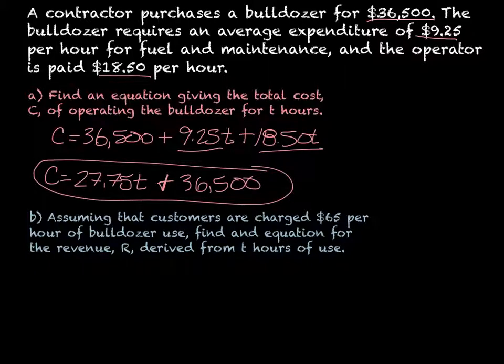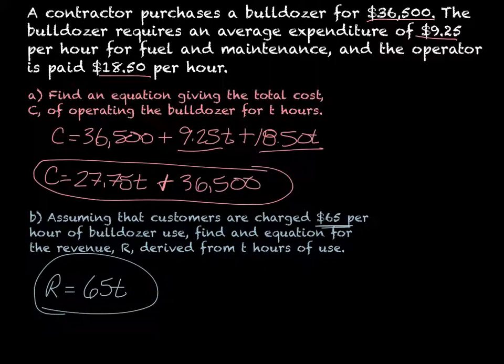The next one, assuming that customers are charged $65 per hour of bulldozer use, find an equation for the revenue R that is derived from the hours of use. So the revenue, how much money that they make, is going to be $65 per hour. So 65 T. And they don't start with anything, so it's just 65 T. So now we're going to have to remember those two for the next two questions that we have.